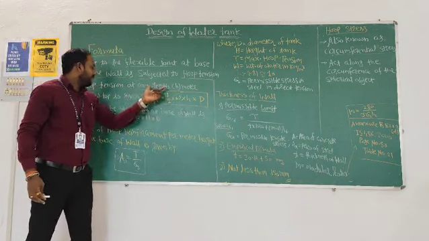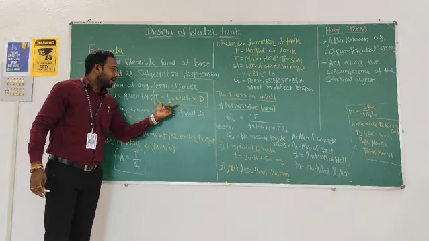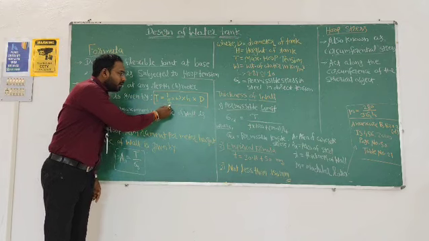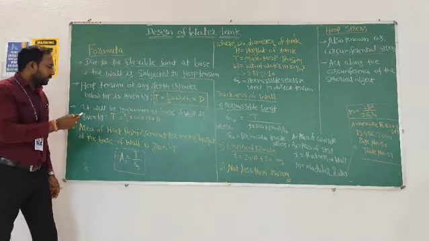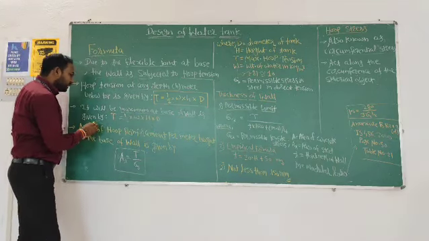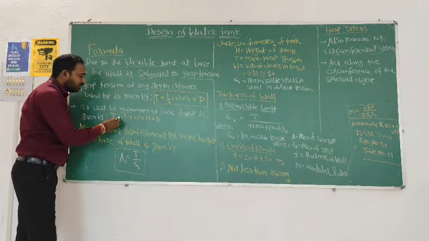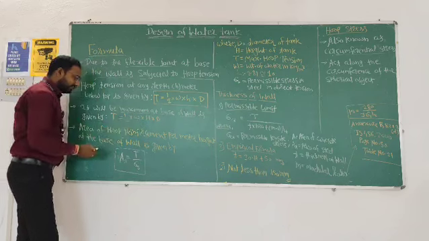Hoop tension at any depth h meter below the top is given by the formula T = 1/2 × W × h × D. It will be maximum at the base of the wall, given by T = 1/2 × W × H × D.